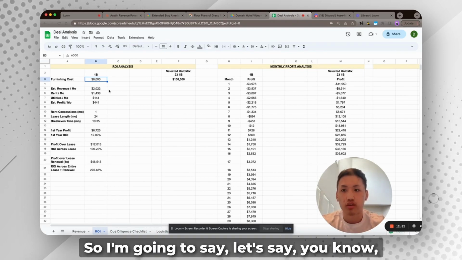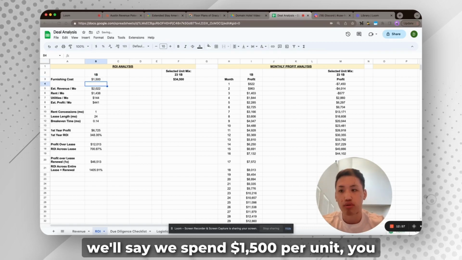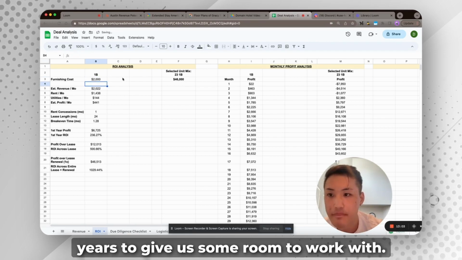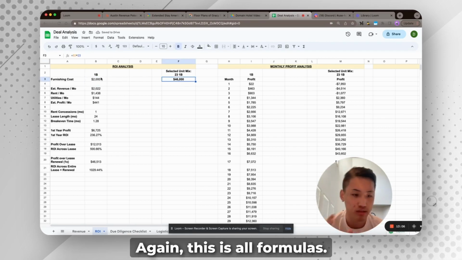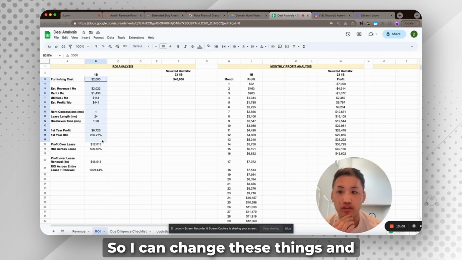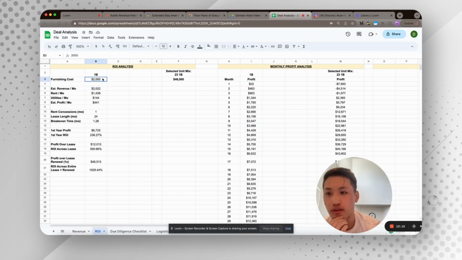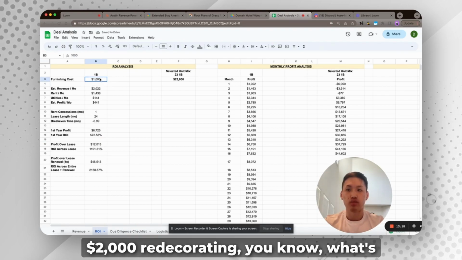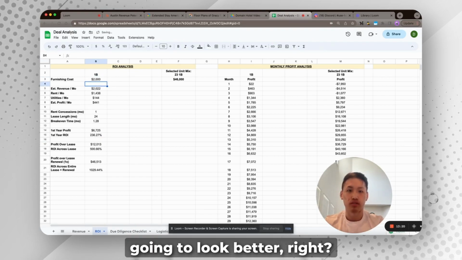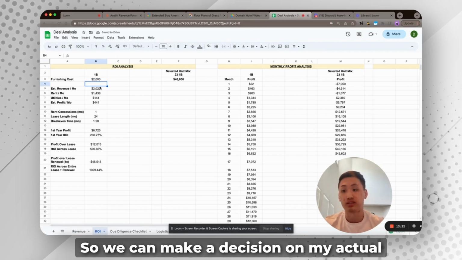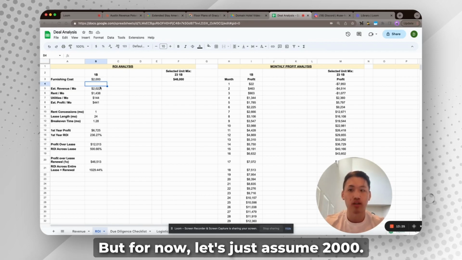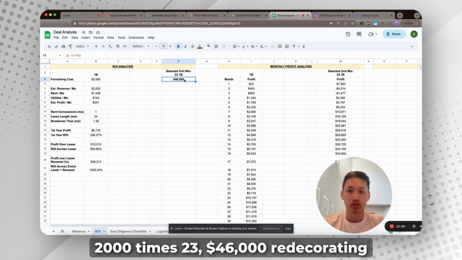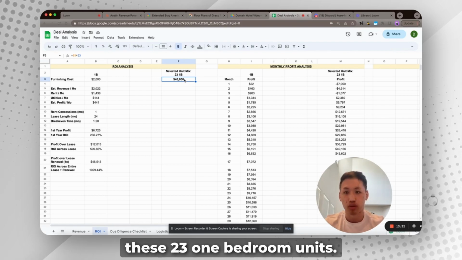So I'm going to say, let's say we spend $1,500 per unit spicing it up. That's going to budget us like 2,000 just to give us some room to work with. Again, this is all formulas, so I can change these things and everything will shift. This helps me budget. I can say, if I spend $1,000 redecorating versus $2,000 redecorating, what's going to look better? Then we can have charts paired side by side so I can make a decision on my actual redecorating budget. But for now, let's just assume 2,000. So I'm going to spend 2,000 times 23, $46,000 redecorating these 23 one-bedroom units.